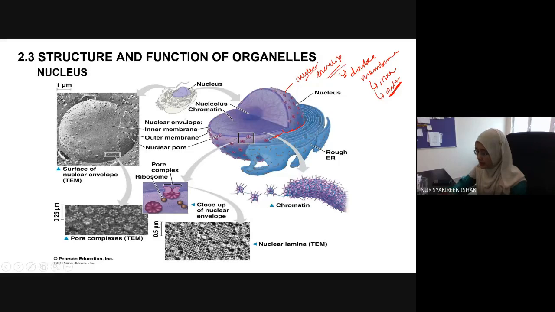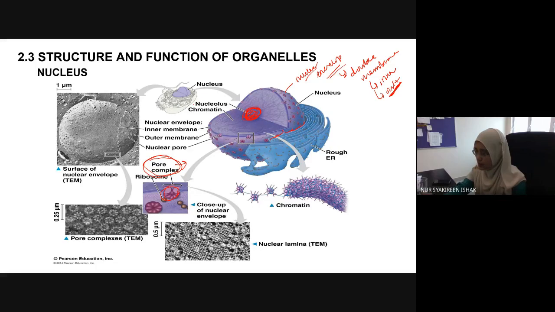And then in the nuclear envelope, they have pores. The pores we call pore complexes. They are made up of proteins which are embedded in the membrane of the nucleus. And then at the center here is a dense part within the nucleus.